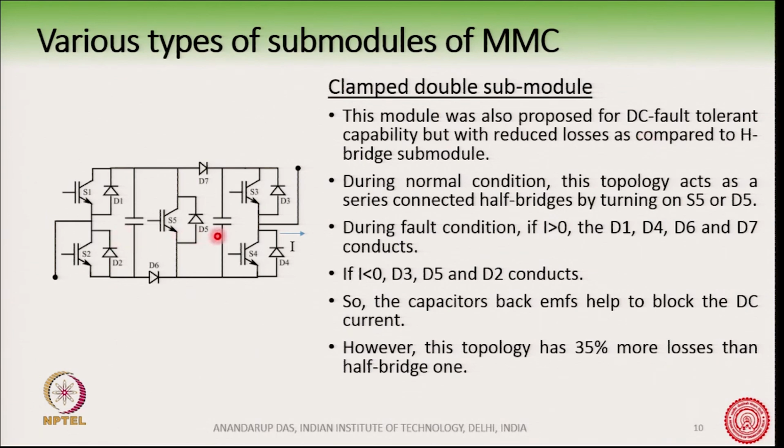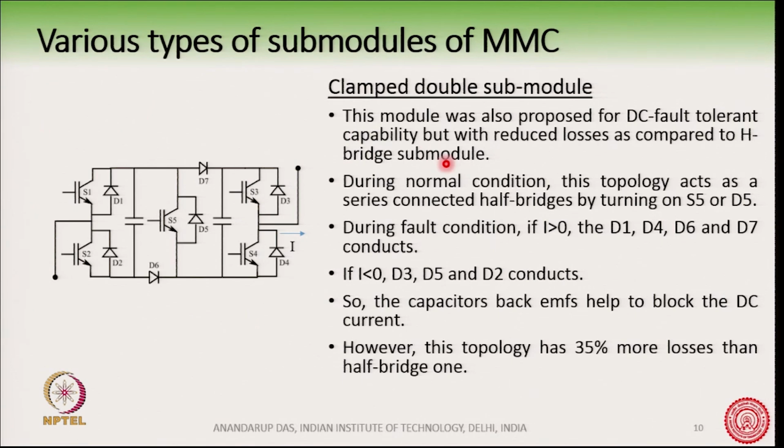Basically, you can see here there are two half bridges, and these two half bridges work in series. By turning on this S5 or D5, when this switch is fully turned on, they are working in series with each other. So, this is the path of the current, for example.